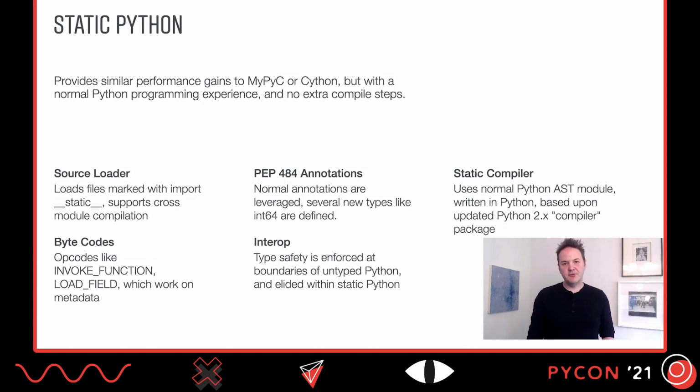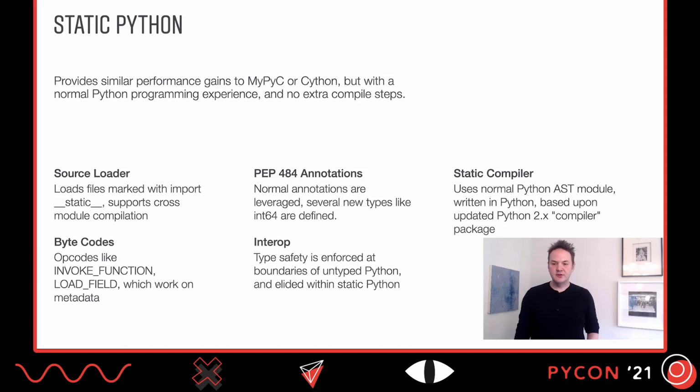It just uses PEP 484 annotations like MyPyC does, but we've also added several new types, things like int64, which live in the __static__ module, and these allow you to use primitive integer arithmetic in a very efficient way. Static Python code has to interop with normal Python code in a safe manner, and therefore we enforce type checks at boundaries. So when you call into statically typed Python code from normal Python code, we'll validate that the arguments are correct on the function call.